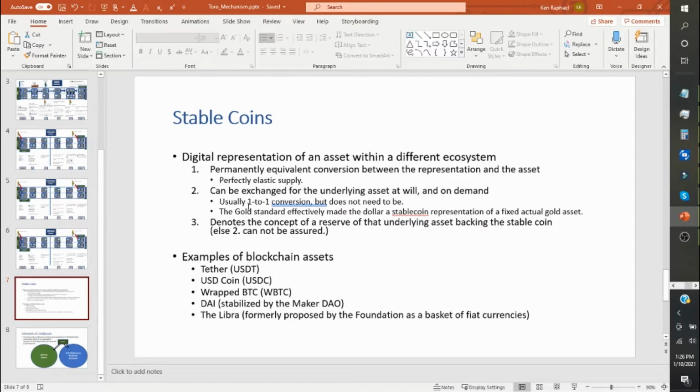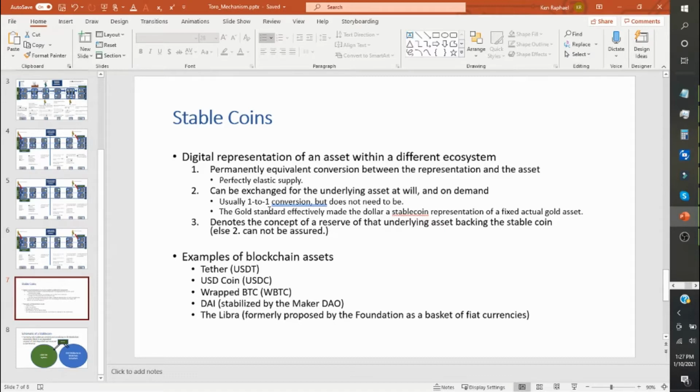Usually it's set up as a one-to-one conversion, meaning if I have $1 on the other ecosystem, the blockchain system, I'll also have one stablecoin dollar. But it does not need to be. If the rate was set as 40-to-1, the important thing is just that it has to be fixed in that same ratio. So if 40 stablecoins always equal $1 and have the same buying power in the blockchain ecosystem as $1, then 40 of that stablecoin should always represent that.